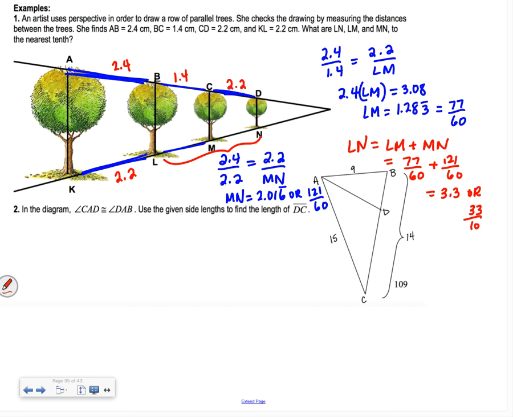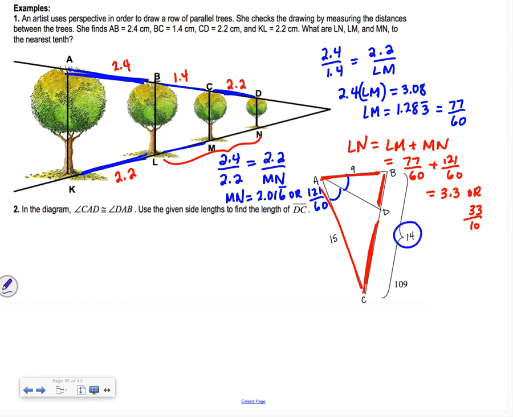All right, so the next one, it says in the diagram, angle CAD, this angle right here, is congruent to angle DAB. Okay, so we know we have an angle bisector again. So this theorem that we just did is going to work. So our theorem says that 9 divided by BD equals 15 divided by CD. So we're kind of stuck because it looks like we don't have enough information. We have two unknowns. We don't know DB and we don't know CD.